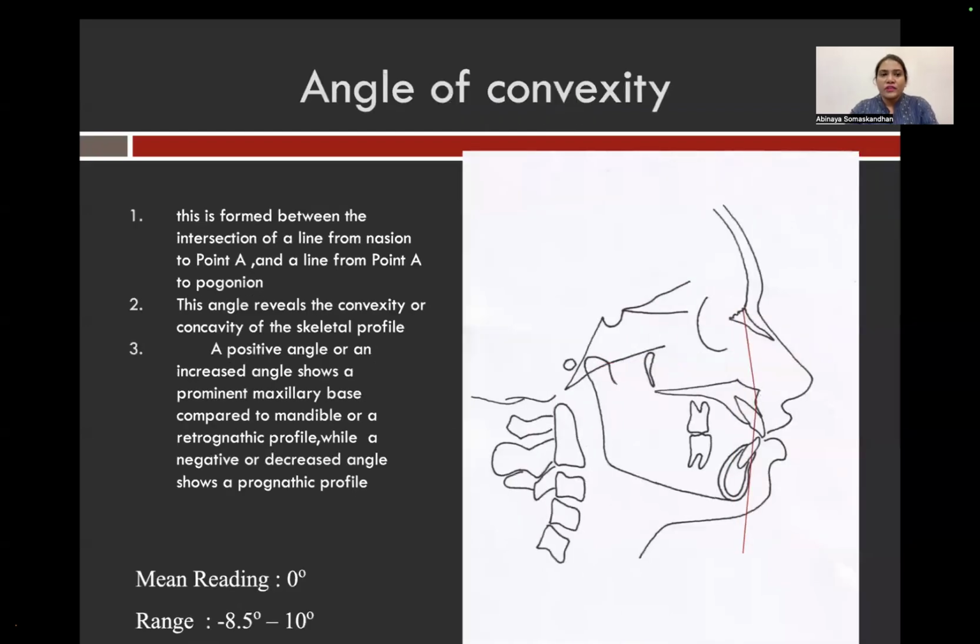Next is the angle of convexity. This is formed between the intersection of a line from the nasion to point A and point A to pogonion. It's basically two lines, nasion to point A and from point A to pogonion. So this angle reveals the convexity or concavity of the skeletal profile. A positive angle or an increased angle shows a prominent maxillary base compared to the mandible or a retrognathic profile, while a negative or a decreased angle shows a prognathic profile. So the mean reading is going to be 0 degrees and the range is from minus 8.5 to plus 10 degrees.